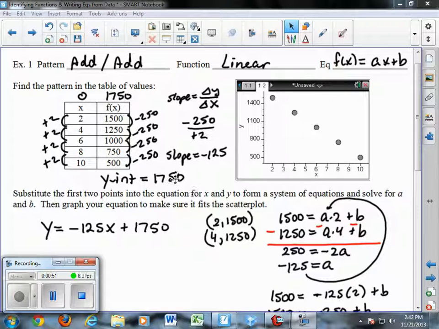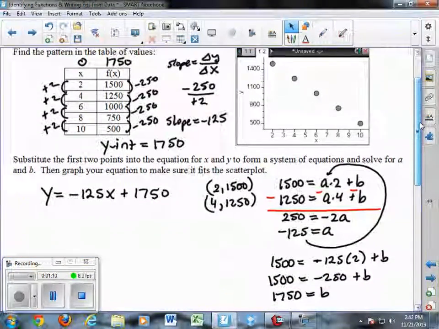To find the y-intercept, you can go backwards in the table. If we added 0 to the table, that means we'd have to go back 2, and it means we'd have to add 250 to get up to the next higher value in the table, 1750. So here's my equation, y equals negative 125x plus 1750.